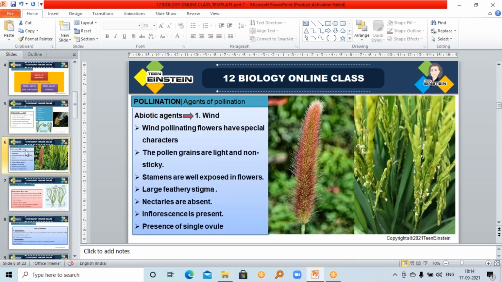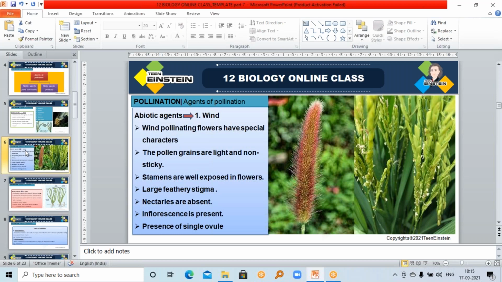Next, the wind pollinating flowers have special features. What are all the special features they have? In those plants, the pollen grains are light. Light-weighted pollen grains are present in these kinds of plants because they are carried through wind, through air current.